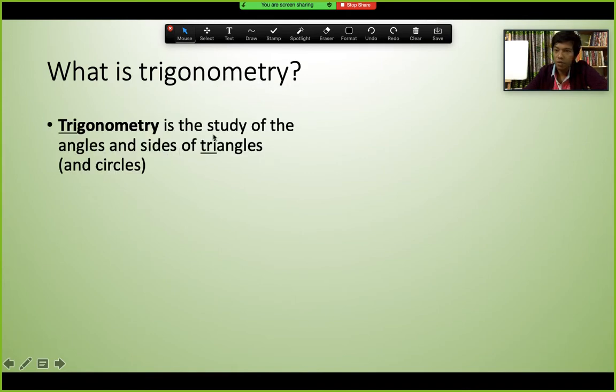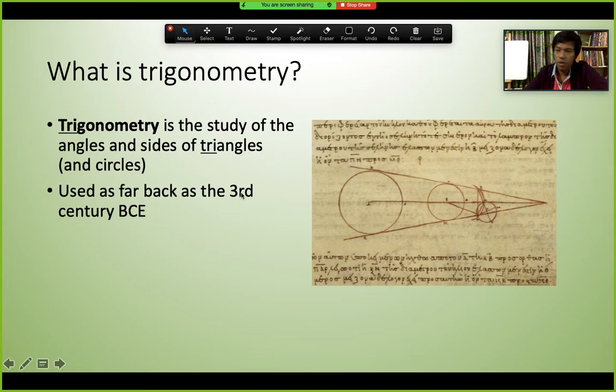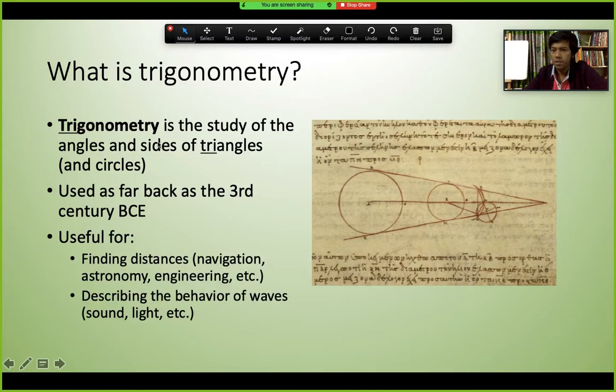But this is not confined to triangle measurement only; we discuss the circle also here. Some of the earliest work of trigonometry goes back to the 3rd century BCE, where we have some evidence that people used to work with trigonometry. BCE means before the Common Era. Of course, some Babylonian and Egyptian people also tried to study this in their own way, but the Greek people did some formal, institutional kind of study related to trigonometry.